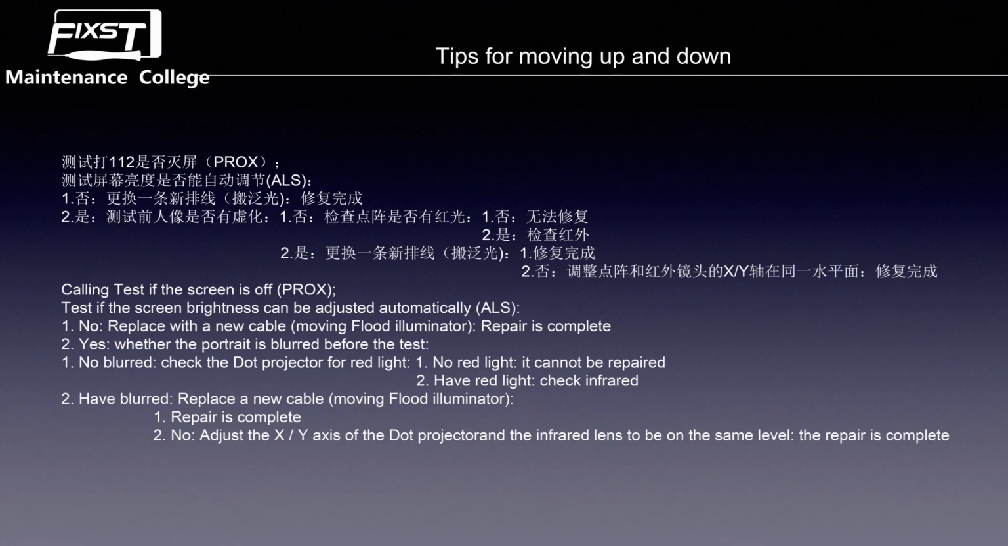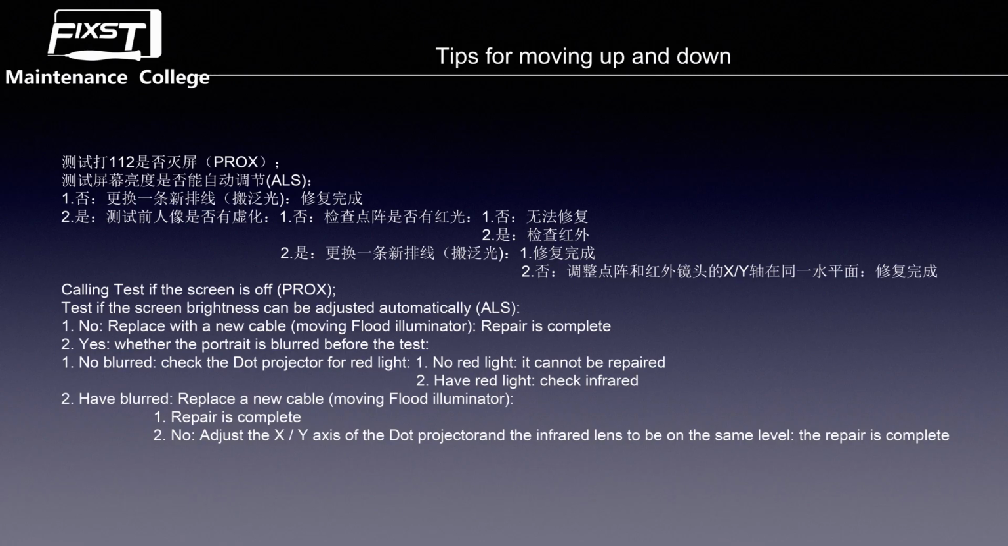If this function cannot work, first we need to replace it with a new cable. We need to remove the flood emitter and finish the repair. If this function is good, we need to test whether the portrait mode is blurred or not. If it cannot be blurred, we need to check the dot projector for the red light. No red light means we don't need to repair it, because the dot projector is damaged. And as we have been saying, the dot projector is encrypted, so we cannot change it.